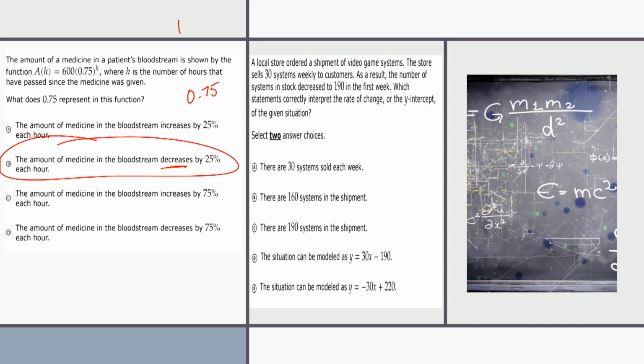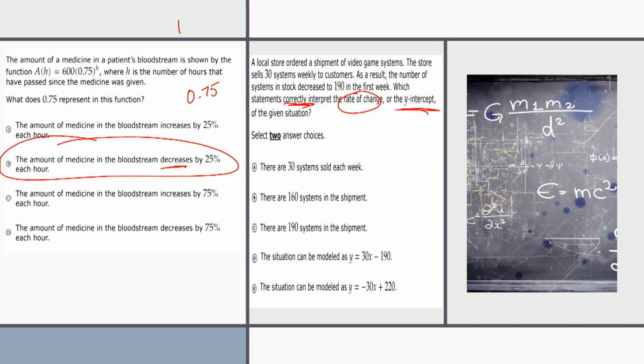A local store ordered a shipment of video games. The store sells 30 systems weekly to customers. As a result, the number of systems in stock decreased to 190 in the first week. Which statement correctly interprets the rate of change or the y-intercept of the given situation? Select 2 answer choices. All right, so let's just go through these answer choices.